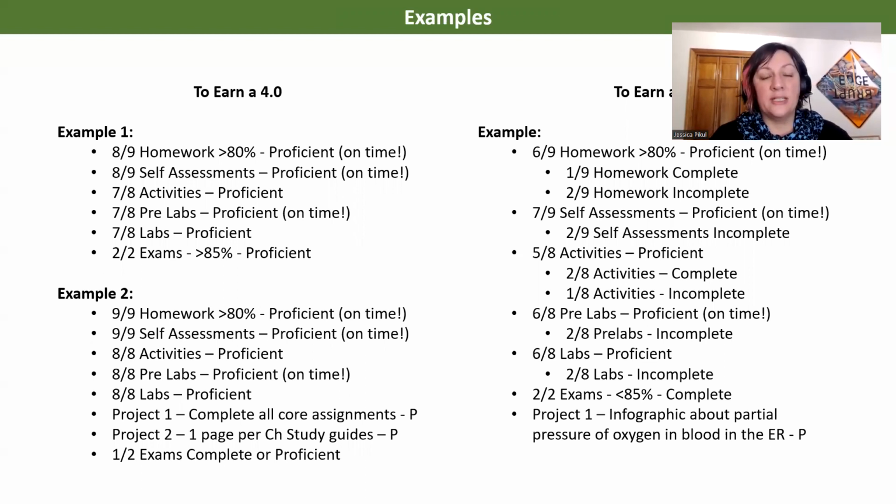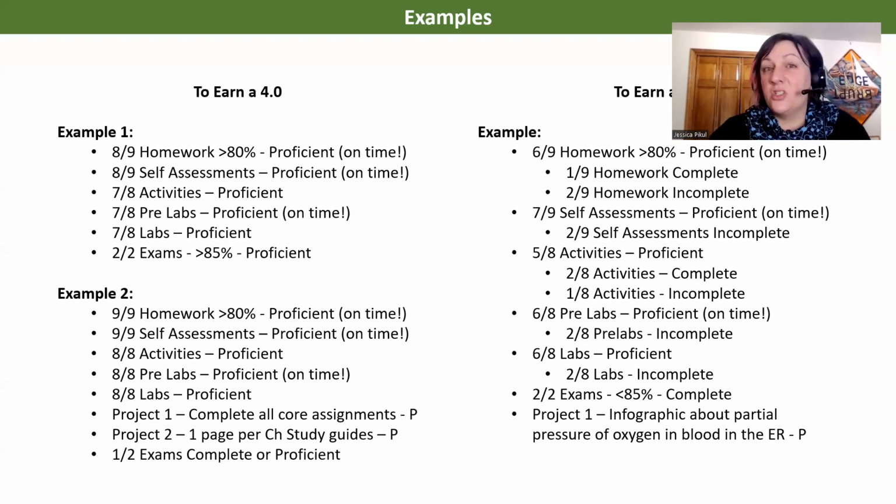So here I have a couple examples of how to earn a 4.0. Basically, if a student completes all assignments except 1 in each category, they'll hit that 3.1 level. And then if they earn a proficient, they get above an 85% on both exams, then they have a 4.0 in the class.